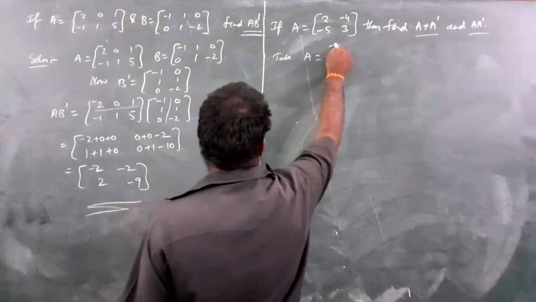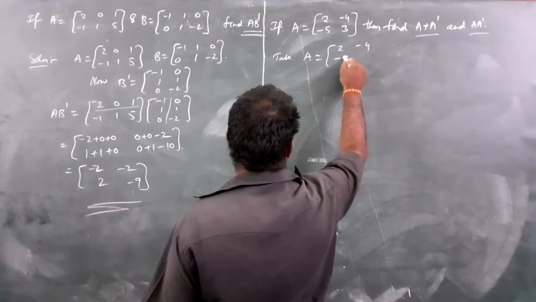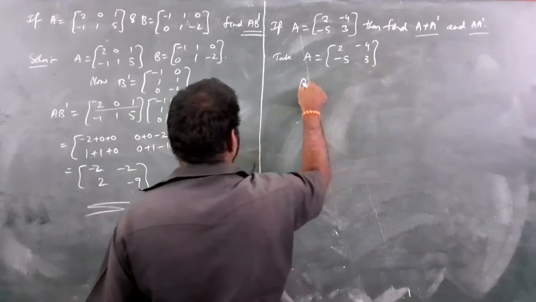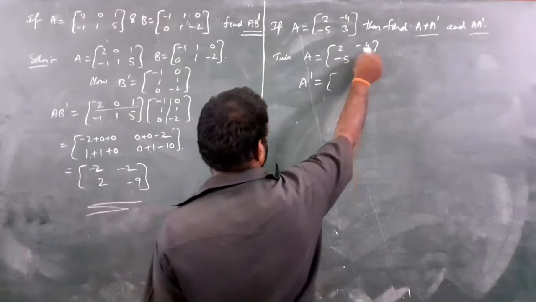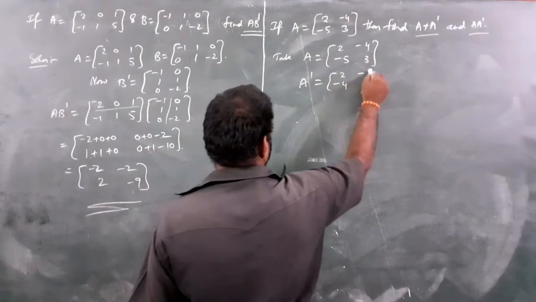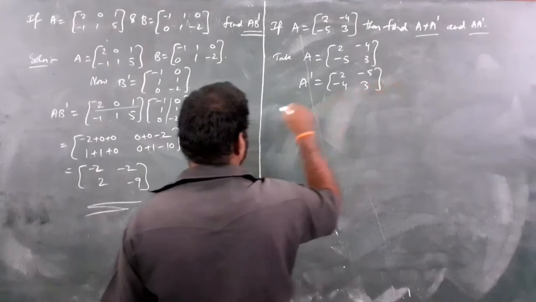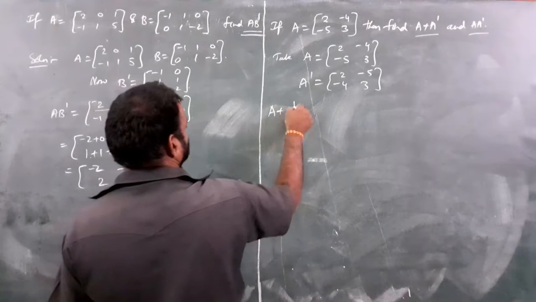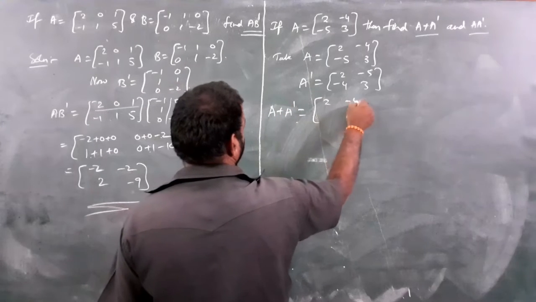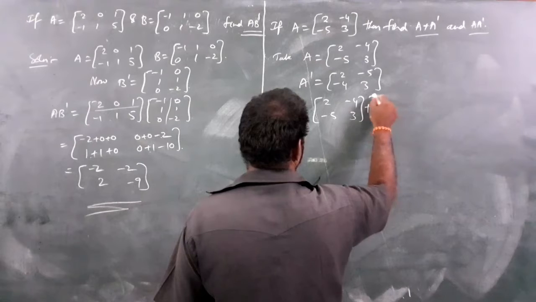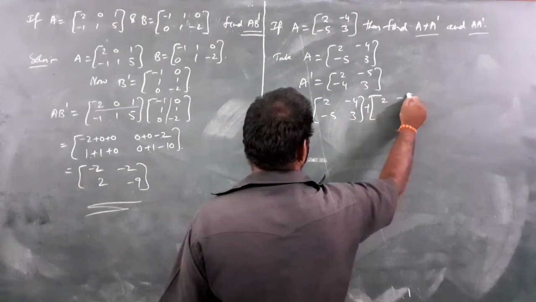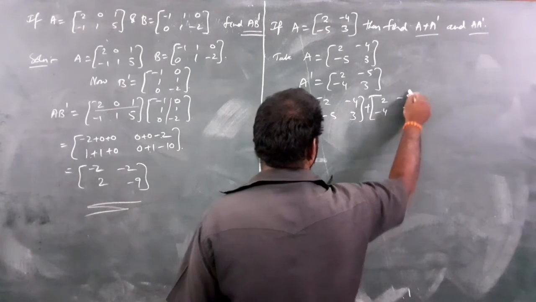A is equal to [2, -4; -5, 3]. So what is A dash? First you have to find A dash. A dash is equal to this: the first row becomes the first column, the second row becomes the second column. Now A plus A dash is equal to [2, -4; -5, 3] plus [2, -5; -4, 3].